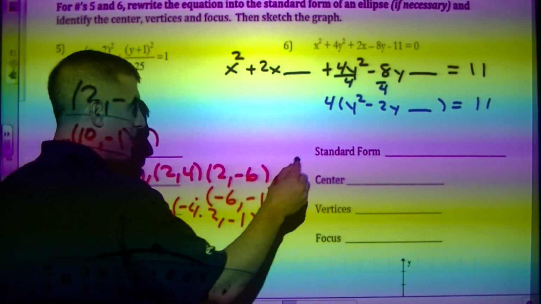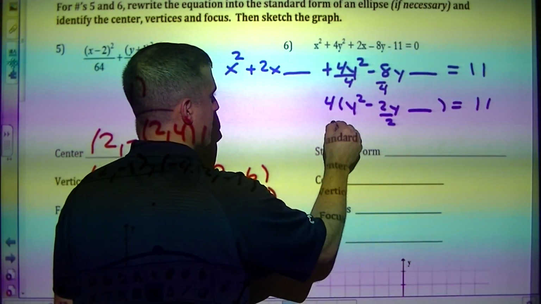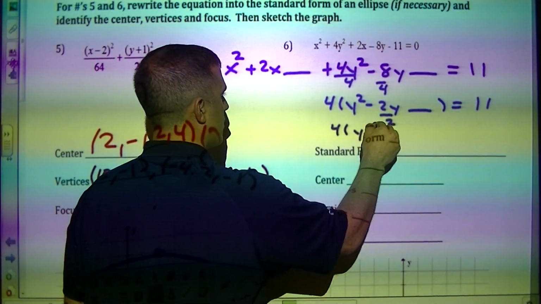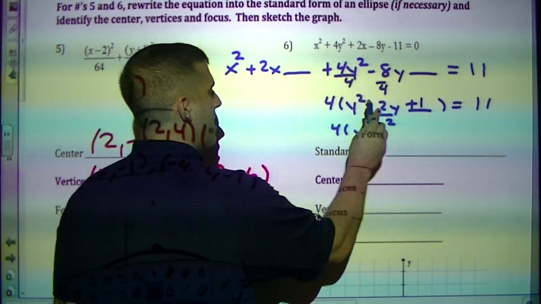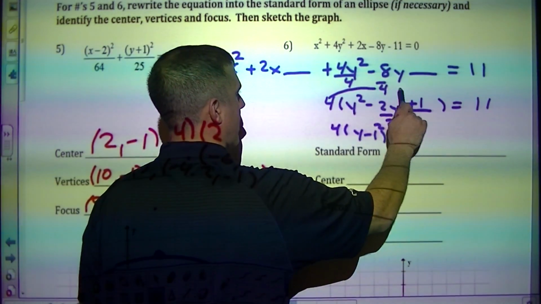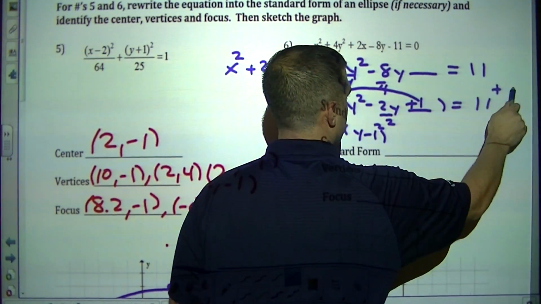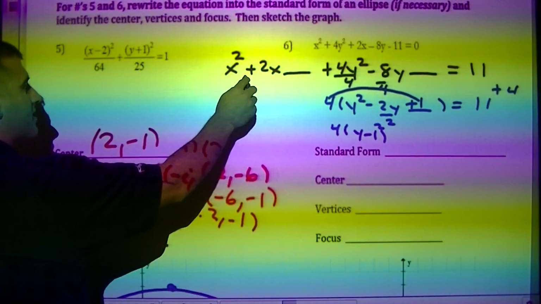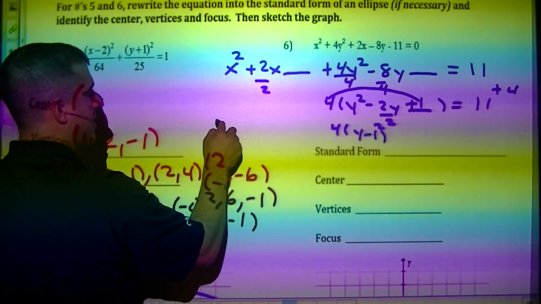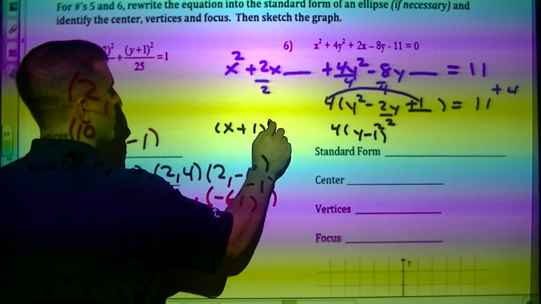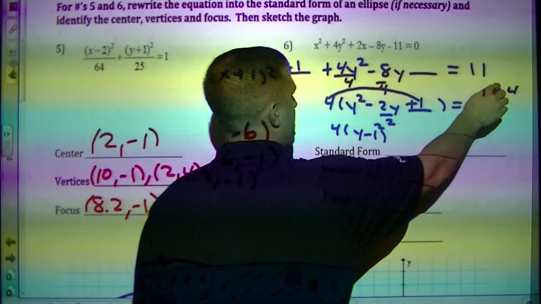Then I can divide by 2. That's going to be y minus 1 squared. Negative 1 squared is 1. Now I'm not putting 1 over there, I got to multiply that. That gets me 4. Now on this side, I can just go ahead and complete the square. That's going to give me x plus 1 squared. 1 squared is 1. I can go ahead and put 1 over there.